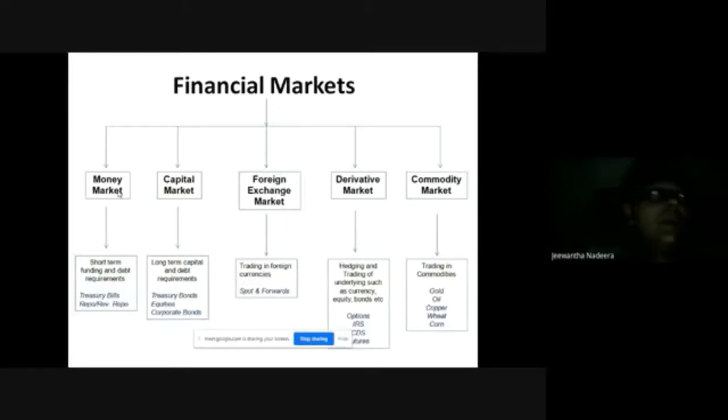Now, say your bank issues a debenture. Last week we discussed that the name is the only difference. Treasury bond and debenture are similar instruments with similar features, but the issuer is different. Treasury bonds are issued by the Central Bank of Sri Lanka on behalf of the government. Debentures are issued by your private institutions. So that's the difference. The features are the same, right?